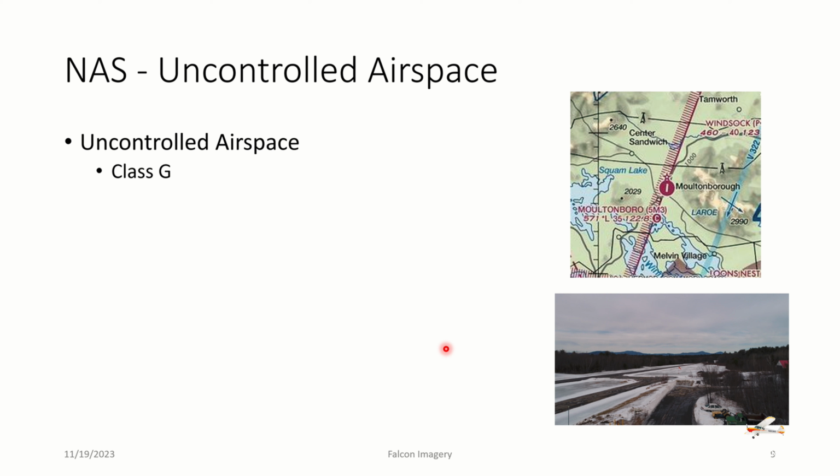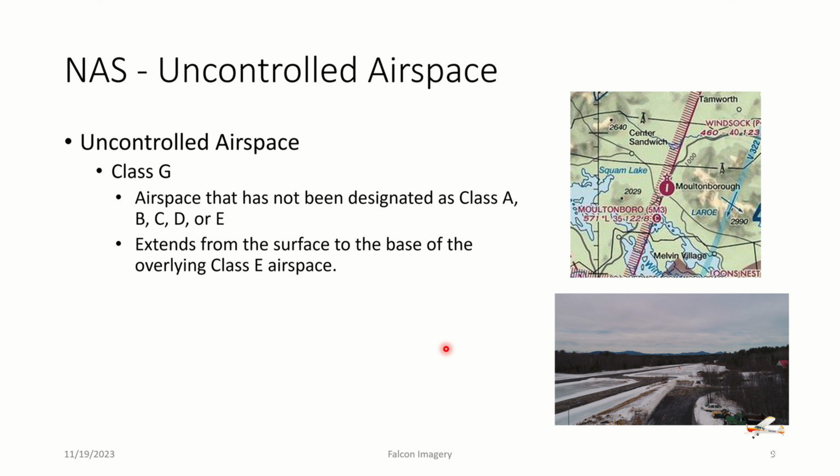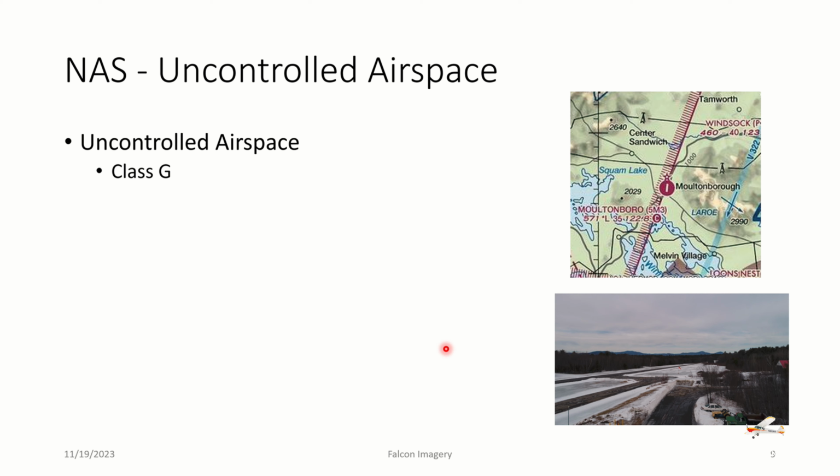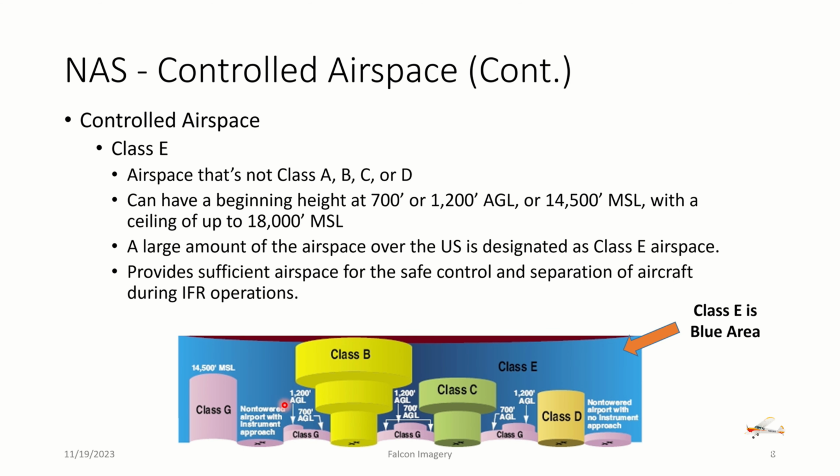Then we have uncontrolled airspace, Class G. This is airspace that has not been designated as Class Alpha, Bravo, Charlie, Delta, or Echo. It extends from the surface to the base of the overlying Class E airspace. If I go back one chart on this, you see Class Golf airspace going up to 14,500 feet MSL before it becomes Class Echo. Class G can end at a ceiling of 700 feet AGL or 1,200 AGL.